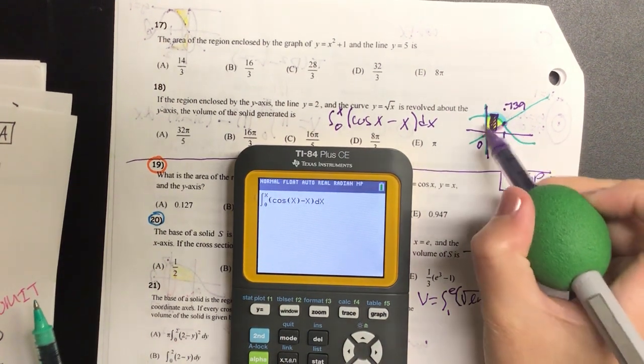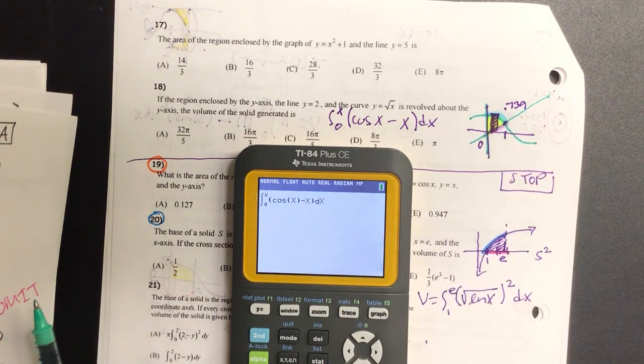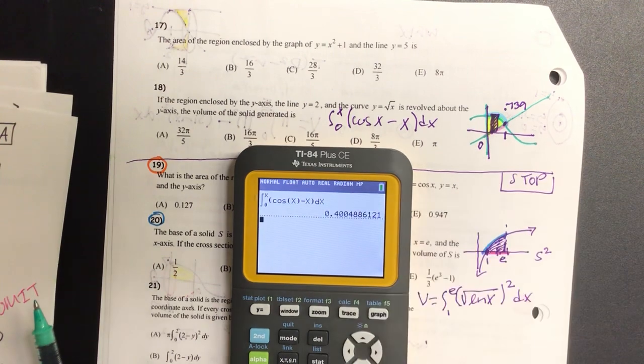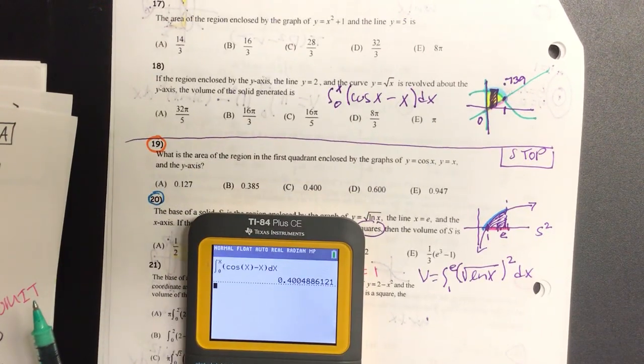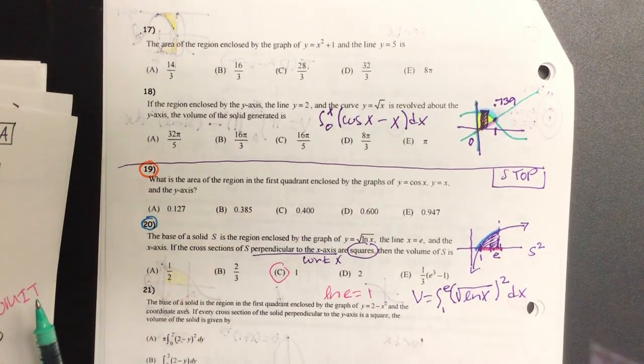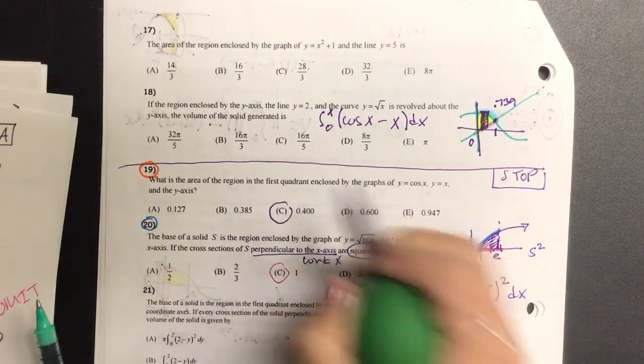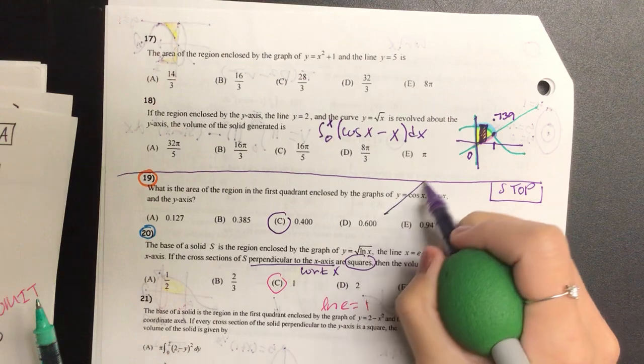And do y'all see the area should be very, very tiny? Yeah? So that's going to give us some number of, what is this number? 0.400, which is what letter? Oh, C. Oddly convenient. That was this problem.